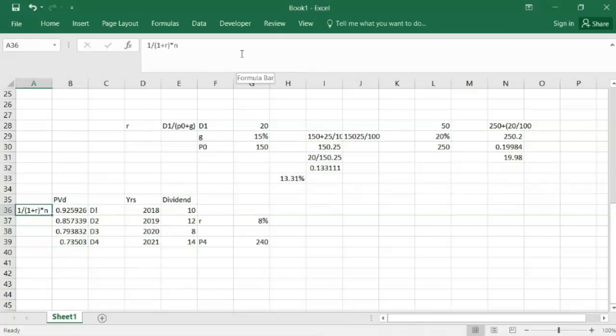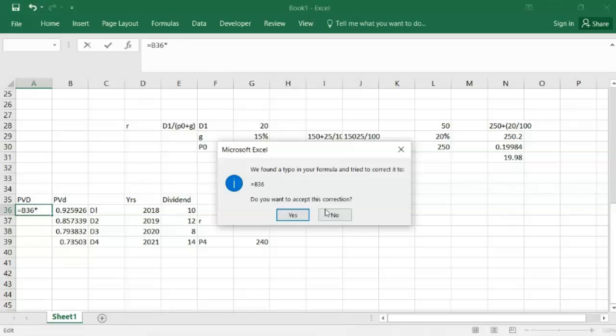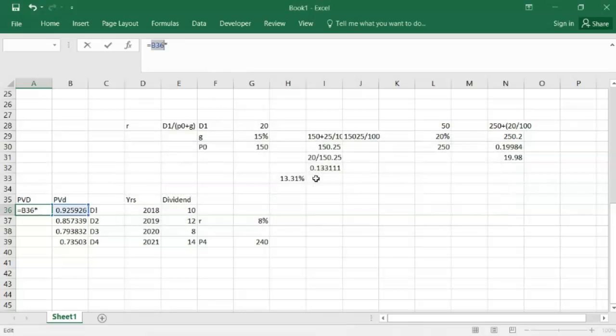And I'm going to calculate the present value of dividend. The present value of dividend is calculated by multiplying the present value factor with the value of the dividend which is received at the end of the period, in future. So in a similar way, for every year, whatever dividend is received is multiplied with the discount factor.